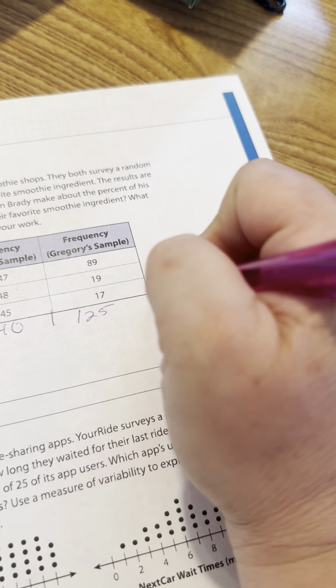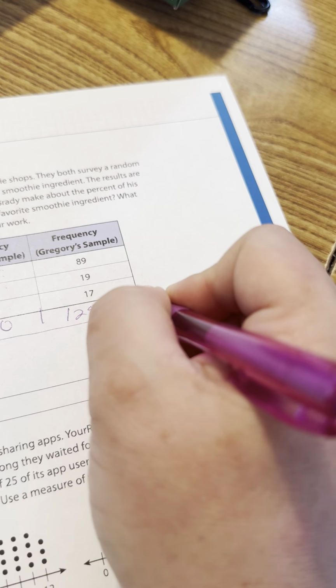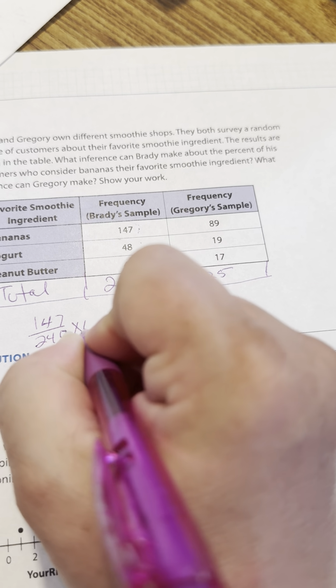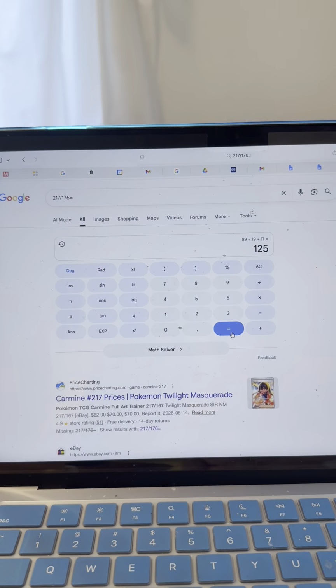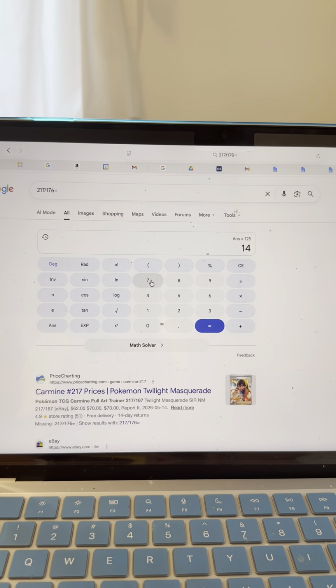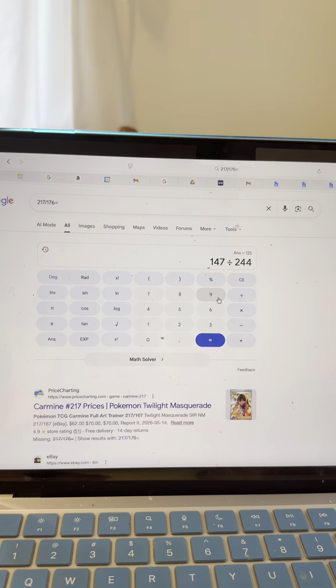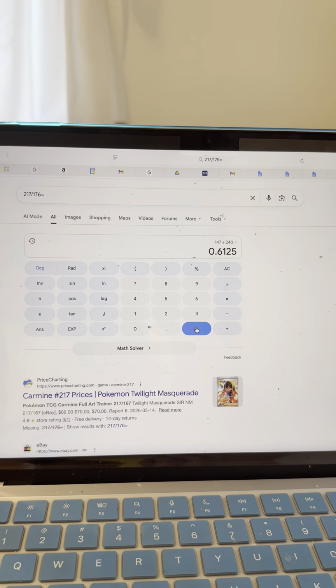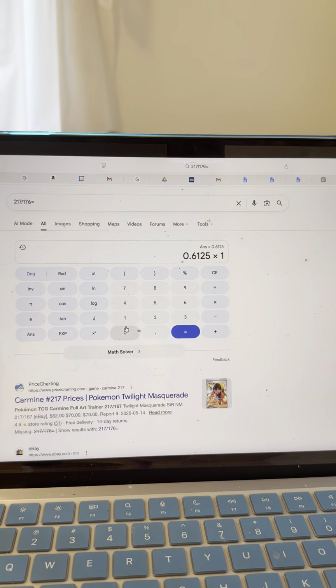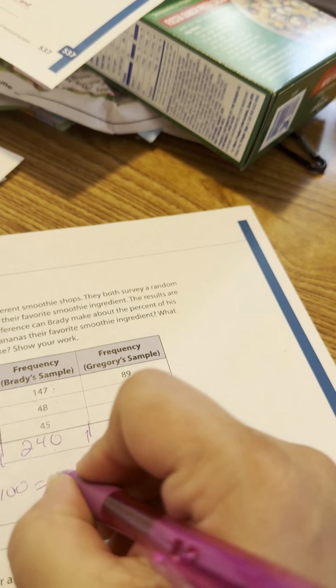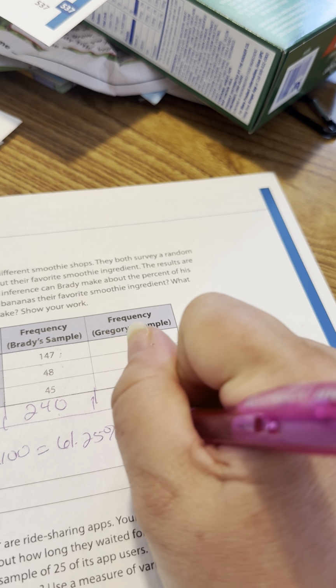So 125. I just added an extra box down here with my totals. What you're going to do is take your sample and divide it by your total and then multiply it times 100. So I have 147 divided by 240 times 100, and that's going to give me my percentage. 147 divided by 240 is equal to 0.6125, and then I want the percentage, so I multiply times 100, so 61.25, and that is for Brady.